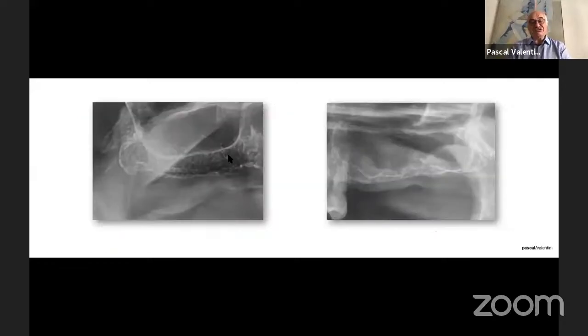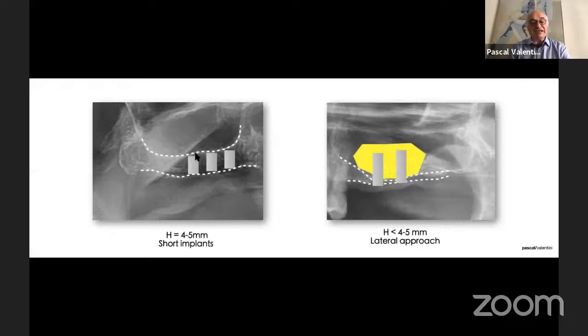According to the bone height below the sinus, we have two ways to place implants. In case we have at least 4 to 5 millimeters, we will go to using the short implants, even if we have to penetrate the sinus cavity by 2 to 3 millimeters without any adverse effects. And in case we have less than this value of remaining bone height, we will choose the lateral approach, which was described early in the 80s by Boyne and James from Loma Linda University in California.